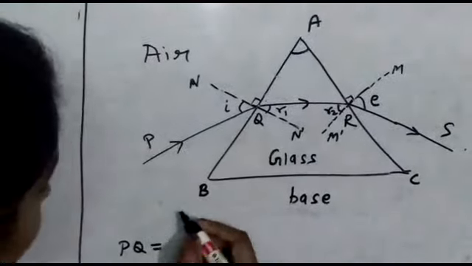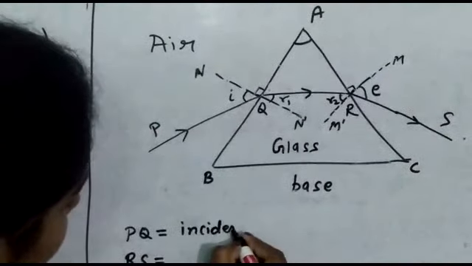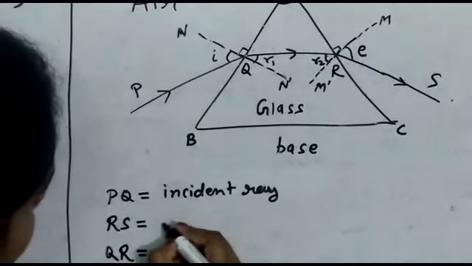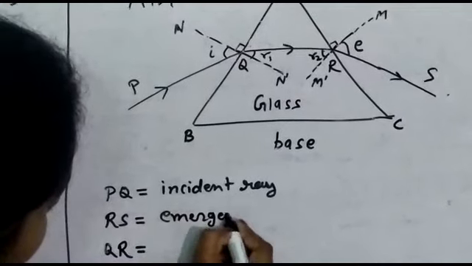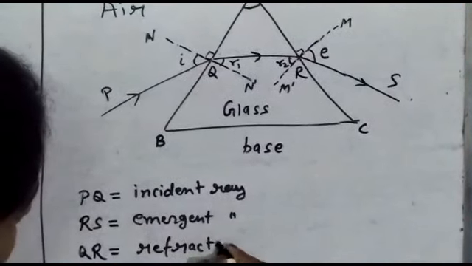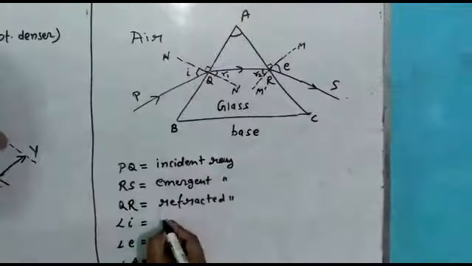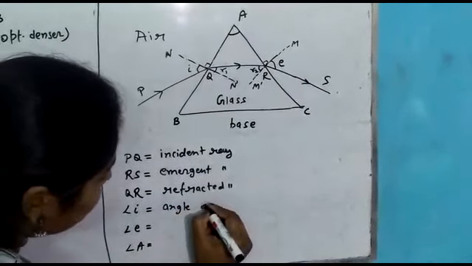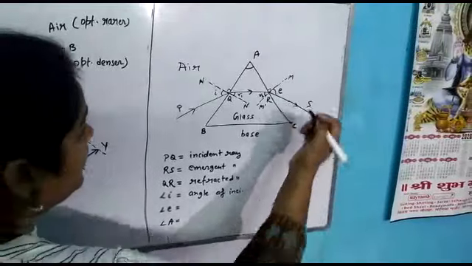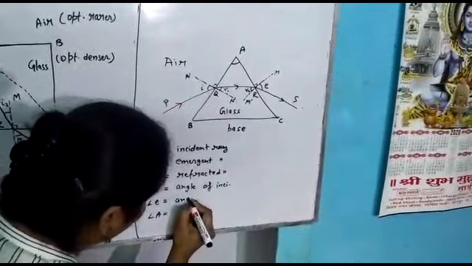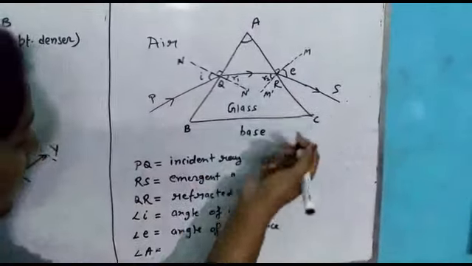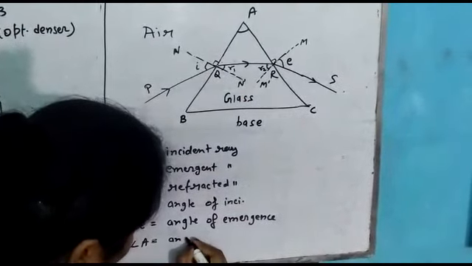Here PQ is the incident ray, QR is the refracted ray, RS is the emergent ray, and angle I is the angle of incidence. Angle E is the angle of emergence, and angle A is the angle of prism.